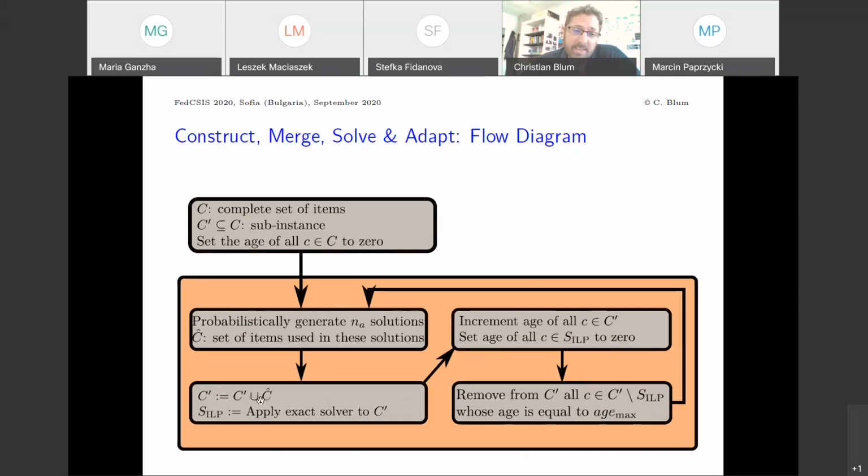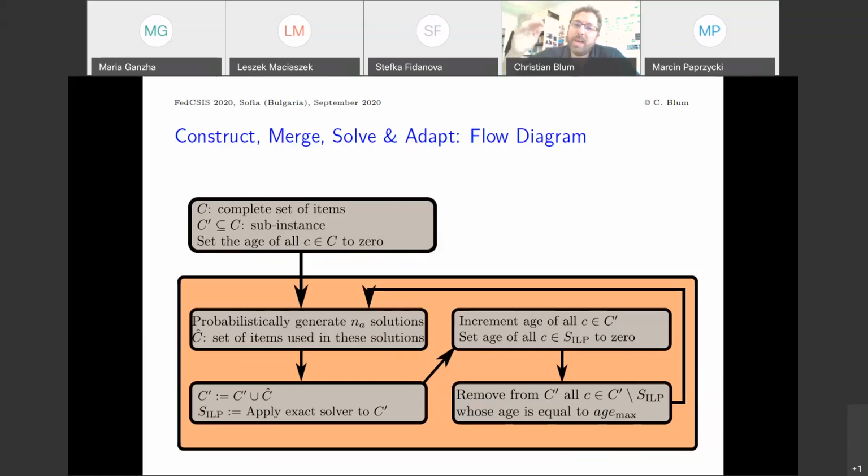Then we add C hat to my sub-instance, which is initially empty actually. And then we apply our exact solver to give me the best solution that I can generate by exclusively looking at items from C prime. So this is a subspace of the original search space. Then we increment the age of all items in C prime, in the sub-instance. And afterwards, we set the age of all items that are in the best solution to the sub-instance to 0.